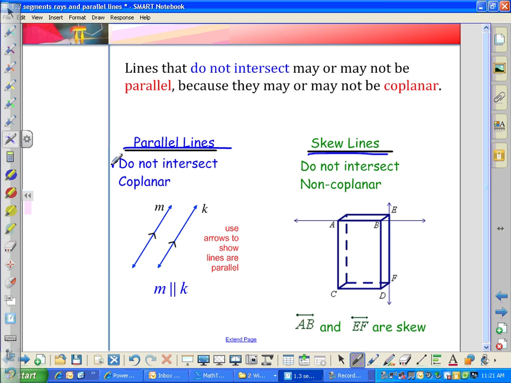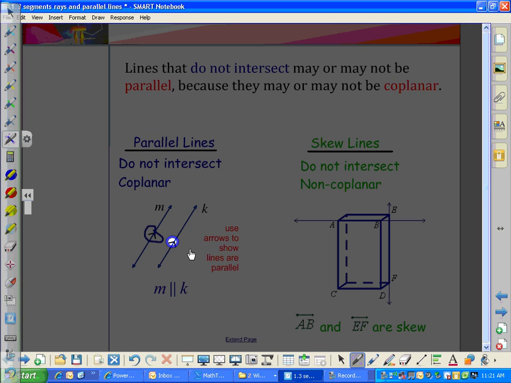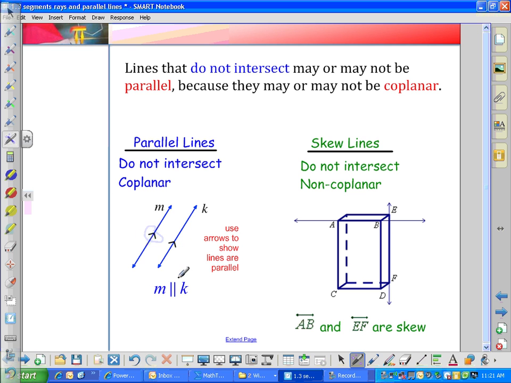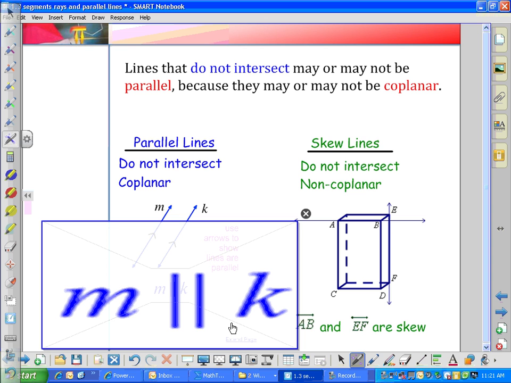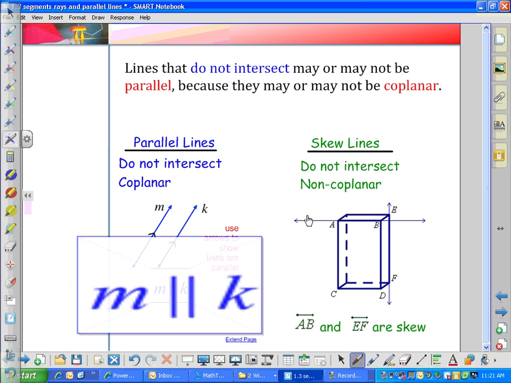Parallel lines do not intersect, that's true, and they are coplanar. There is a flat plane that would go between both of these lines. They lie on a flat surface. Now, one thing I want you to do when you're drawing parallel lines, always put some markings on your line like we see right here. Those markings indicate that these lines are parallel. They're little arrows that go in the same direction here, right? So include those on there, and then I know for a fact that the lines are parallel. Now right here is the notation that we use to show lines are parallel. So here we're saying line M is parallel to line K.